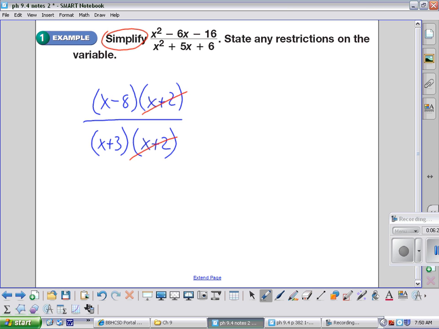Okay? State restrictions on the variable. So what have we been talking about for restrictions on the variable? Things that basically at this point should translate as things that are going to make the denominator 0. Okay? Now even though we've canceled out the x plus 2, we still have to state x cannot be equal to negative 2. And with this x plus 3 still here, x can't be negative 3 either. Okay?